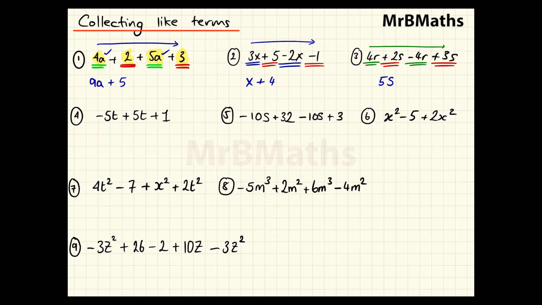If we move on to question 4, I have minus 5t, scan again for other t's, plus 5t. So minus 5 plus 5 will give us 0. Again, I do not need to write 0t, so I can forget about that, and I'm just left with the plus 1. Oh, I should have done that in a different color.